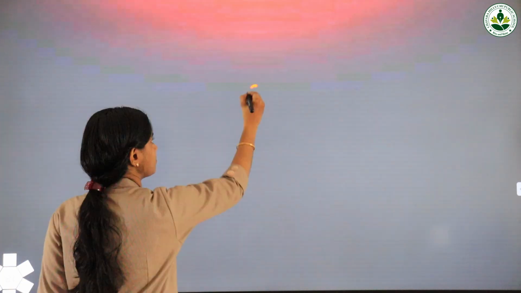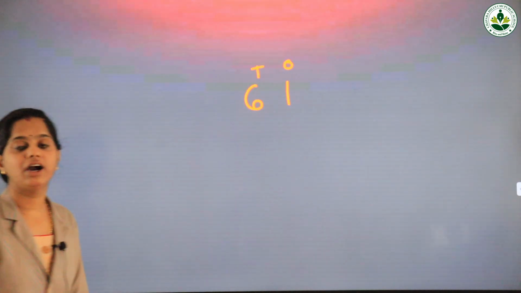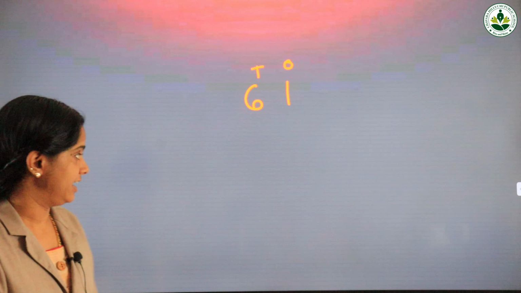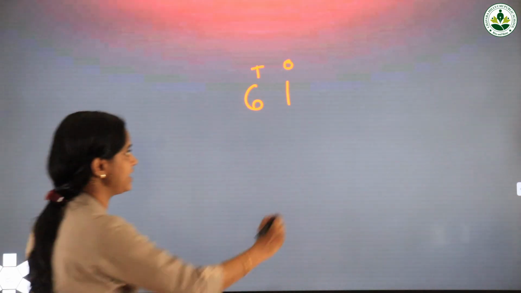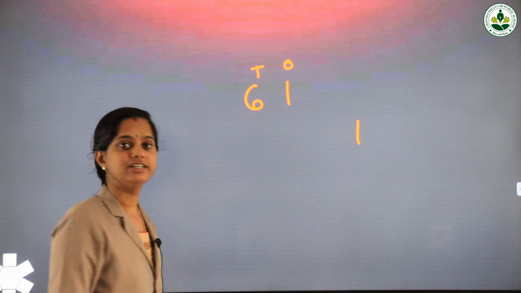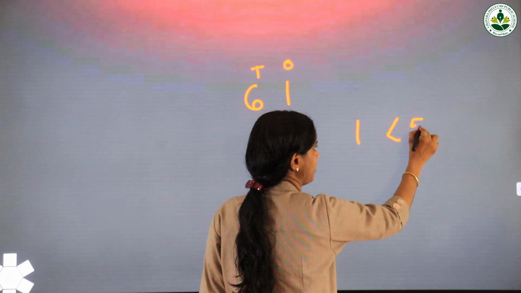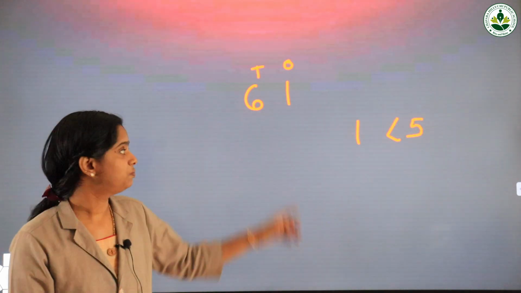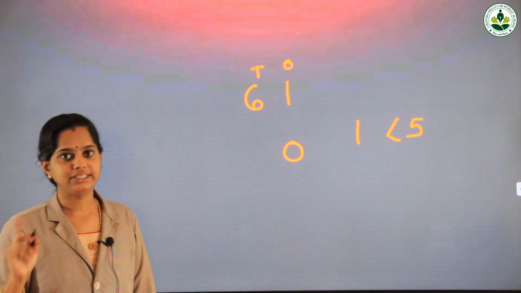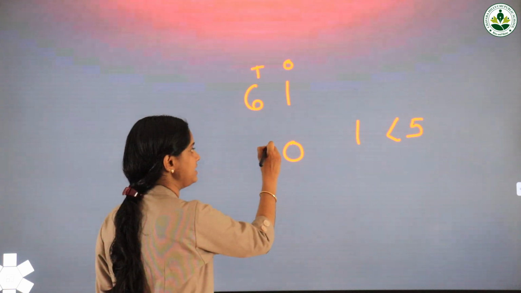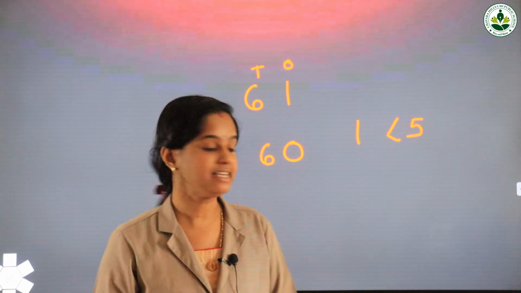Another example. 61. Round off 61 to the nearest 10. For this, the first step is to look at the digit in the ones place. Here we can see that it is 1. We know that 1 is less than 5. So, we can round off by writing 0 in the ones place without changing the digit in the tens place. So, 61 rounded off to the nearest 10 is 60.